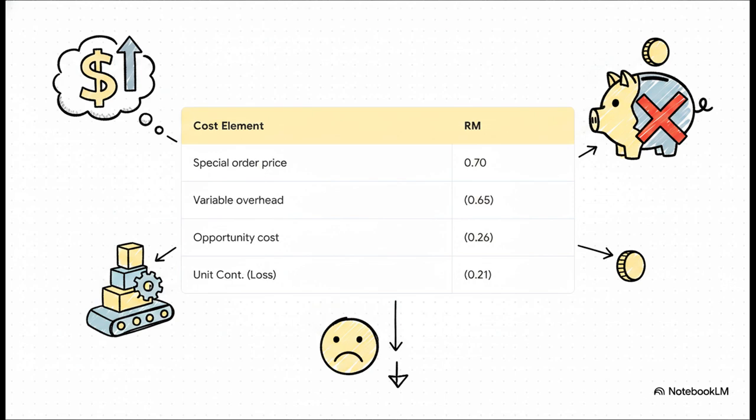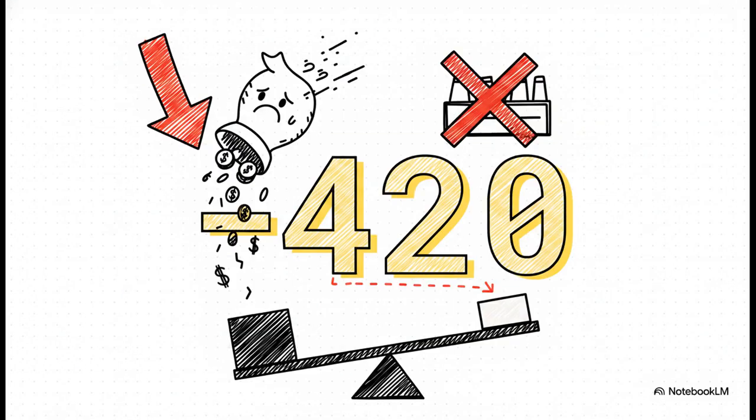So when we subtract our actual variable costs and our opportunity cost from that special $0.70 price, we are left with a unit loss of $0.21. Multiply that by the 2,000 units in the special order, and suddenly we're looking at a total net loss of $420. The incremental costs simply outweigh the revenue. The decision here is crystal clear. The special order must be firmly rejected.